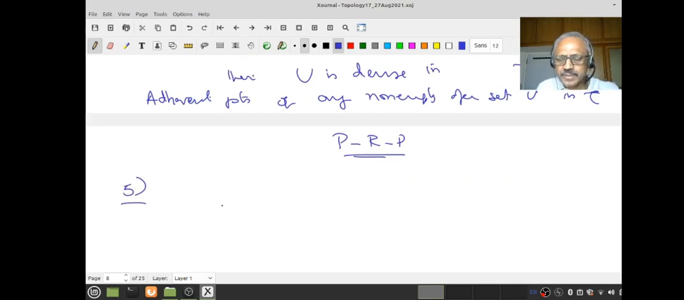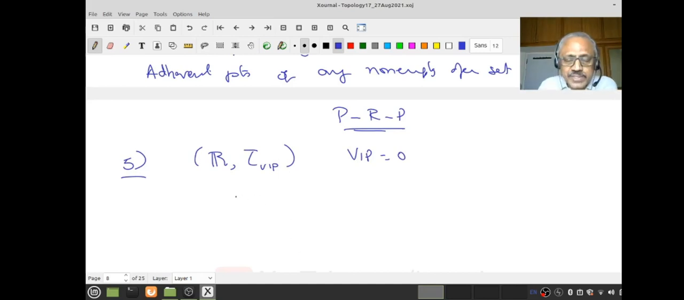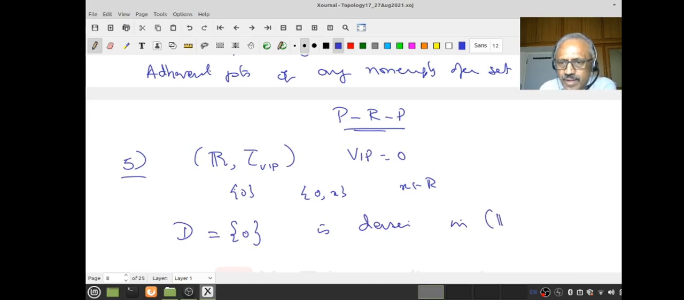Okay, what should be the fifth example? Of course, R with VIP topology. Of course, the VIP is 0 as usual. Now, what are the simplest open sets? You know them. They are either empty or they are of the form {0, x}, where x is any real number. If x is 0, it's only the singleton {0}. You understand? Now, can you immediately think of D, a dense subset? Every open set must intersect D. Come on, all of you can think. Yeah, singleton {0}. Right? Why? Because any non-empty open set will already contain 0 that intersects D. Therefore this is dense in R with VIP topology.